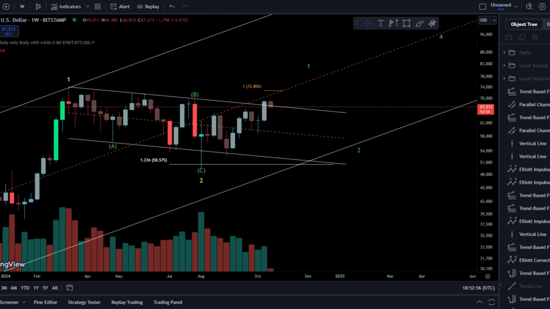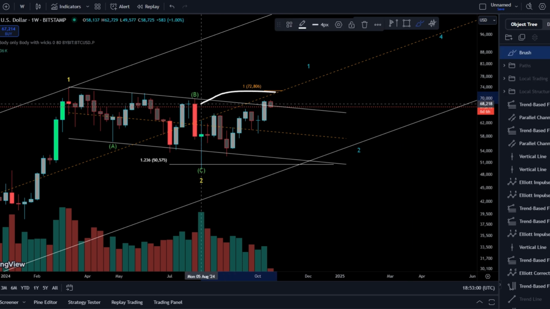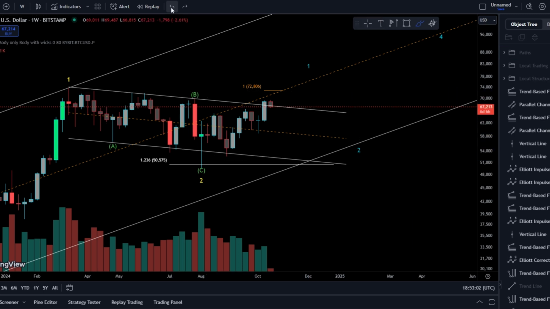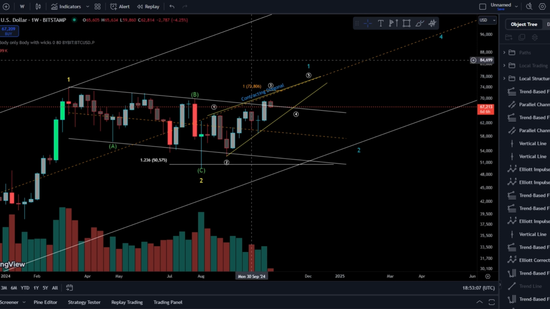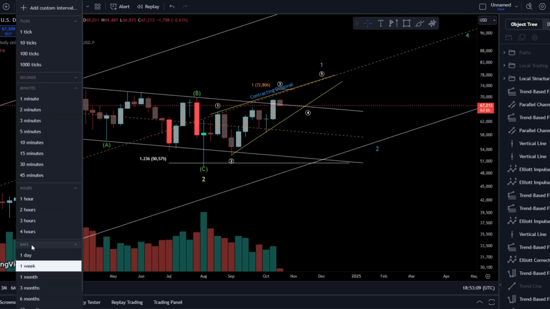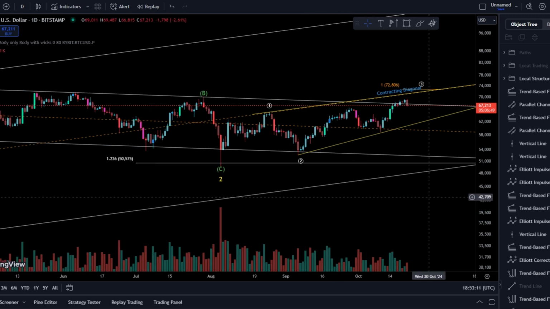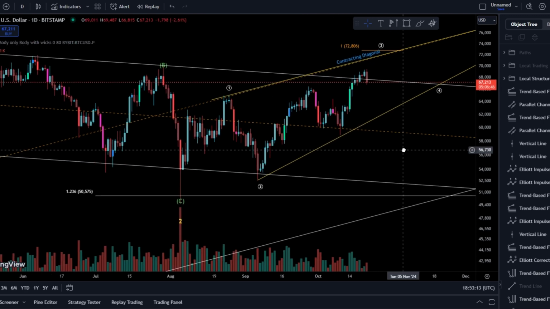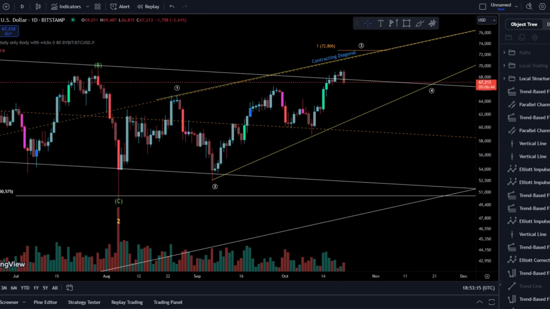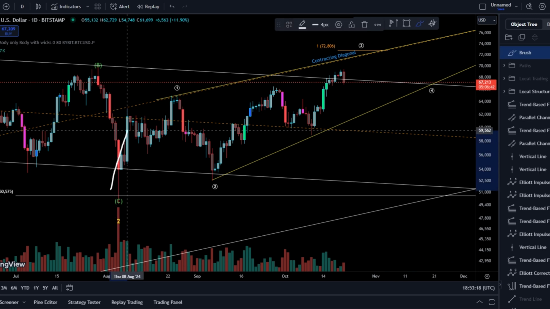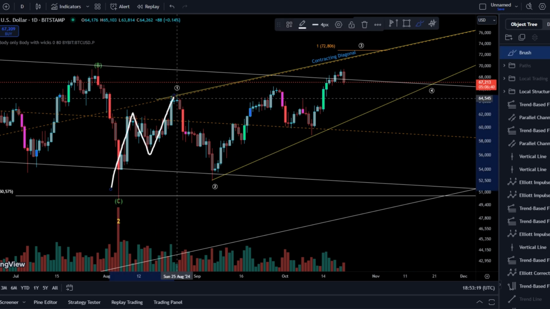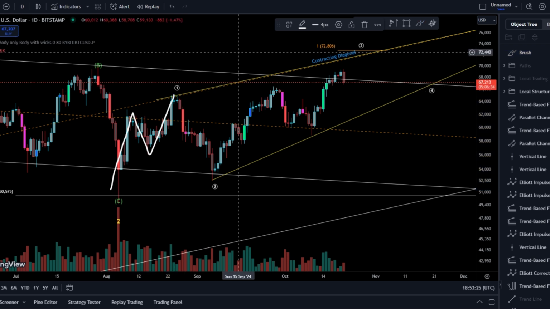Moving on from here, what's going on in this region is most important. I'll turn on our local structure of what I believe is playing out, and we'll come down onto the daily so you can see it more clearly. Here we have a 3-wave move into what I believe is our first initial wave 1 of this larger contracting diagonal.